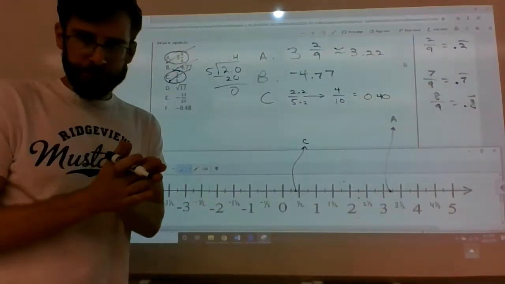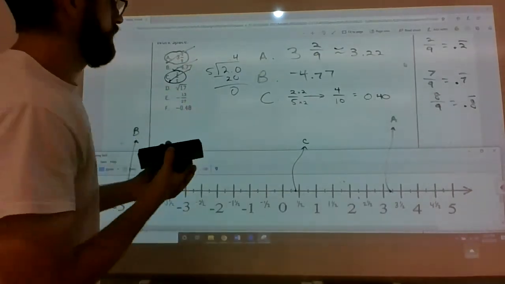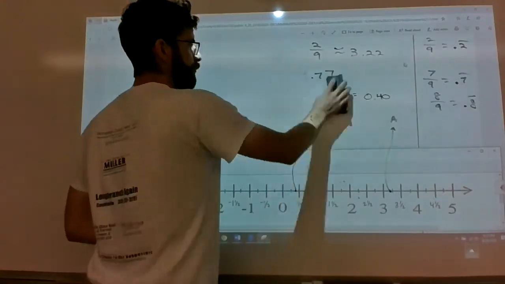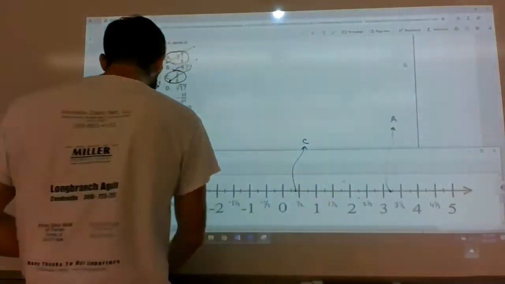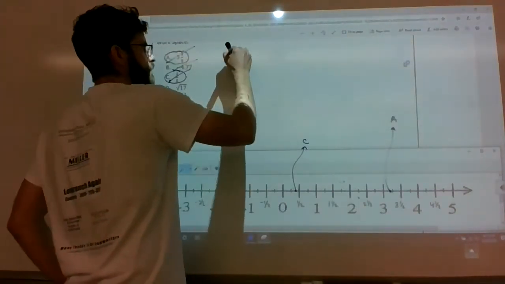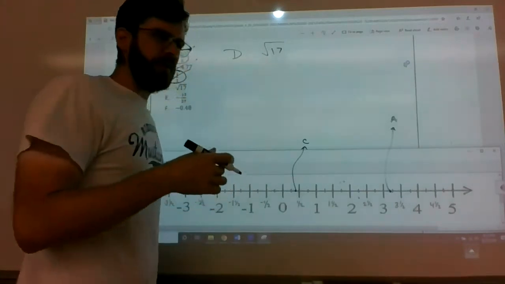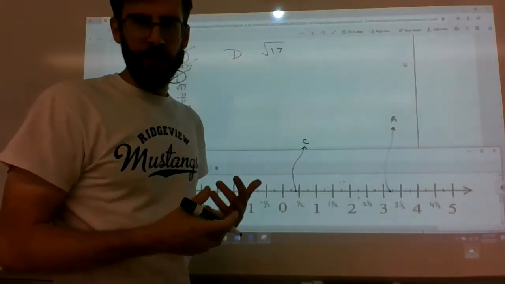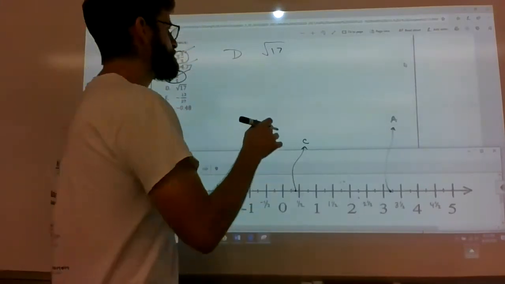All right, 3 more. Root 17. I'm going to erase this for some room. All right, now let's unpack this one with the square roots a little bit more. I kind of rushed it on the last example because I'm trying to keep those videos to 15 minutes.